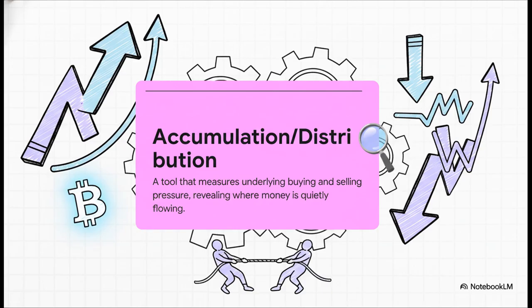So, what is this thing? It's called the Accumulation/Distribution Indicator, or AD for short. Think of it like a tool for measuring unseen momentum. It digs into trading volume to see if the big players are quietly buying up an asset, even while the price is dropping. It's trying to figure out who's winning that secret tug of war happening behind the scenes between the buyers and the sellers.